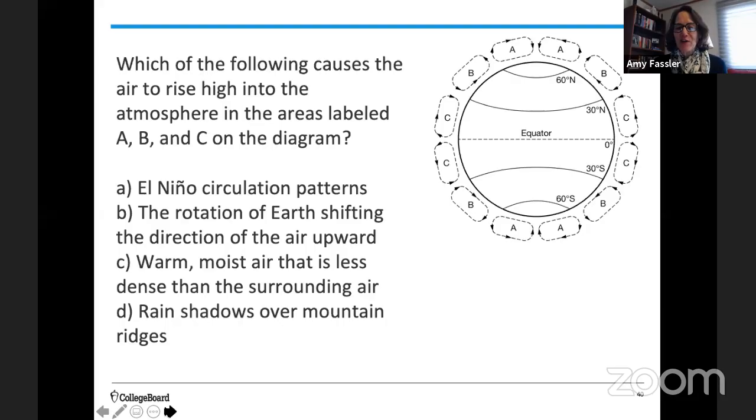So let's do a quick check for understanding of a couple of the concepts that we went through in the second half of the lesson, where we looked at atmosphere and how that creates weather and climate patterns. Which of the following causes the air to rise into the atmosphere in the areas labeled A, B, and C on the diagram? And the correct answer is C, warm, moist air that is less dense than the surrounding air.